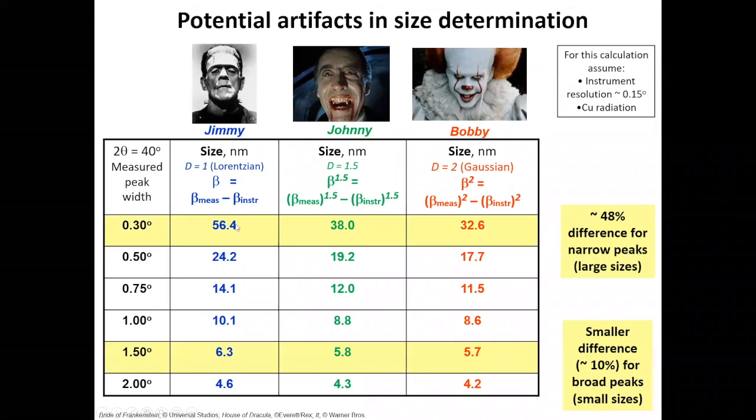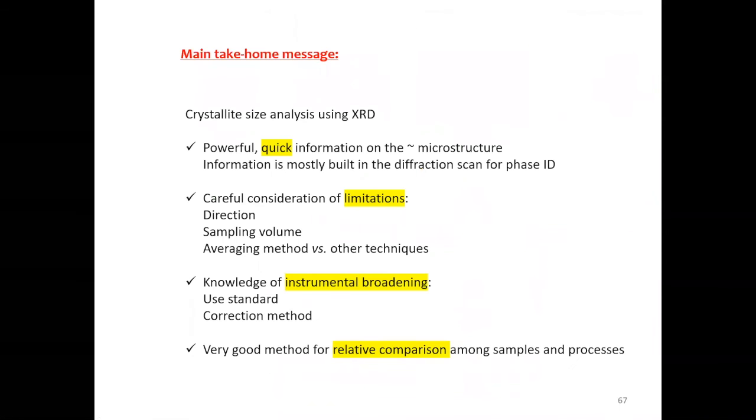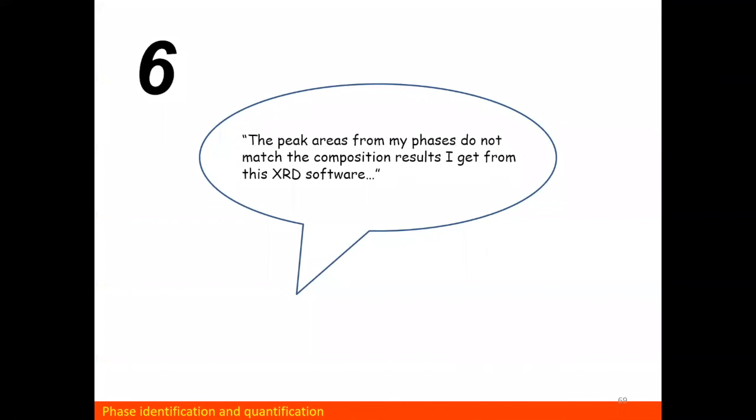The other thing is, okay, I'm having a problem with my phase identification to find out what I have in my sample, and with my quantification, how much I have in the material. So basically, what can you do to help me here? Now, the peak areas from my phase do not match the compositions that I got from the software, which is unexpected. First of all, you have to use the integrated intensity, the area of the peaks, not the top height of the peaks. It makes a whole difference.